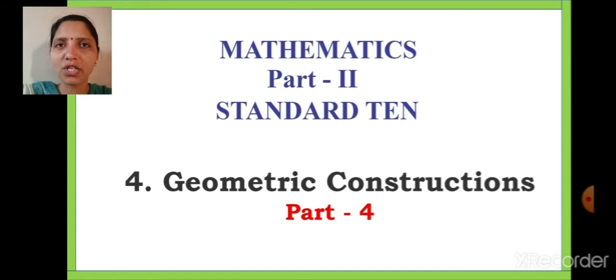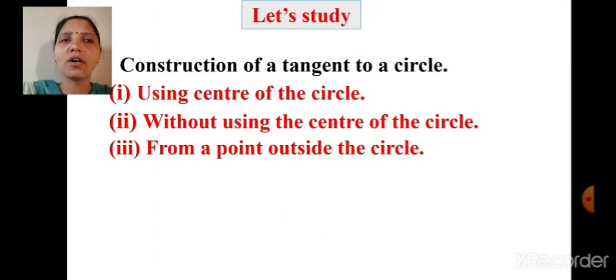This is the fourth session on geometric constructions. In the previous three sessions, we have learned about the construction of similar triangles of the given triangle. Now we have also solved practice set 4.1, and practice set 4.2 is based on the construction of a tangent to a circle.